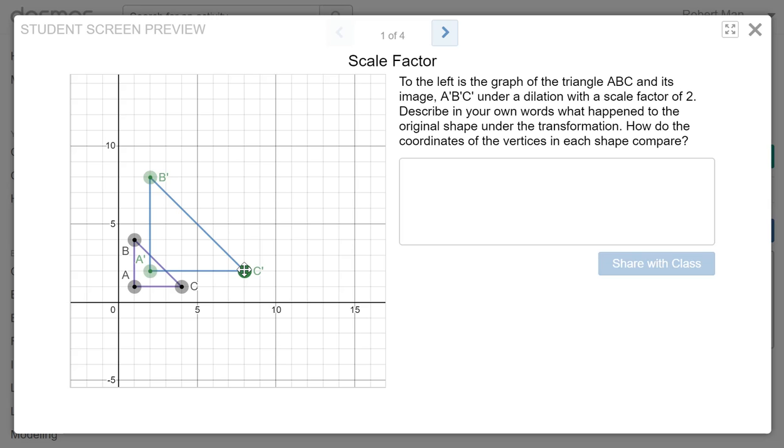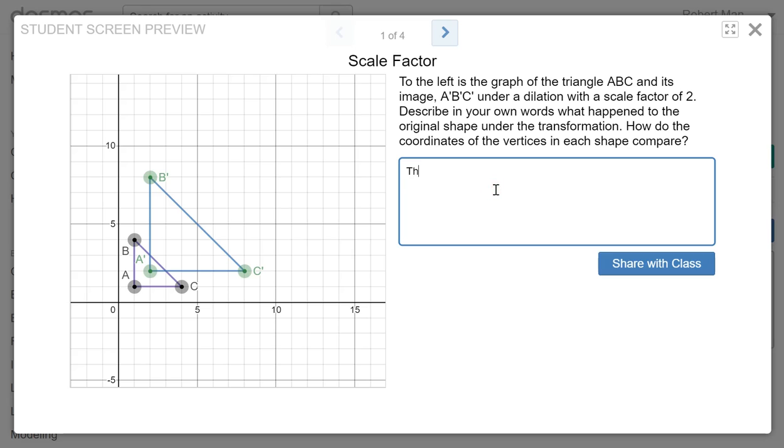Now, hopefully you do see the relationship there between the number 2 and the change in the coordinate values. If we take each x and each y separately and multiply them by 2, we get the new coordinate value. 1 times 2 is 2. That's why 1, 1 went to 2, 2. 1 times 2 is 2, like we said, and 4 times 2 is 8, which is why B went from 1, 4 to 2, 8.